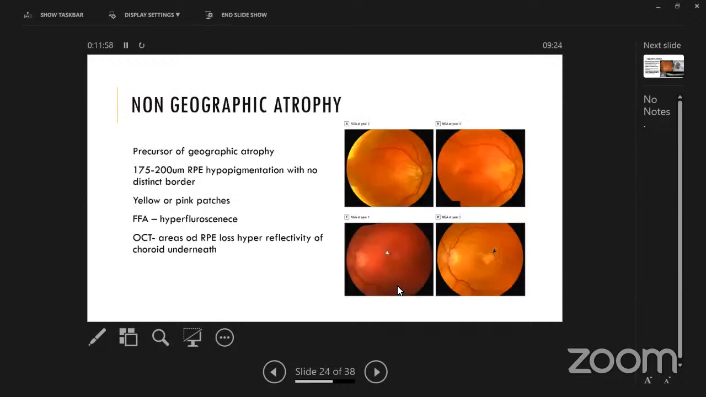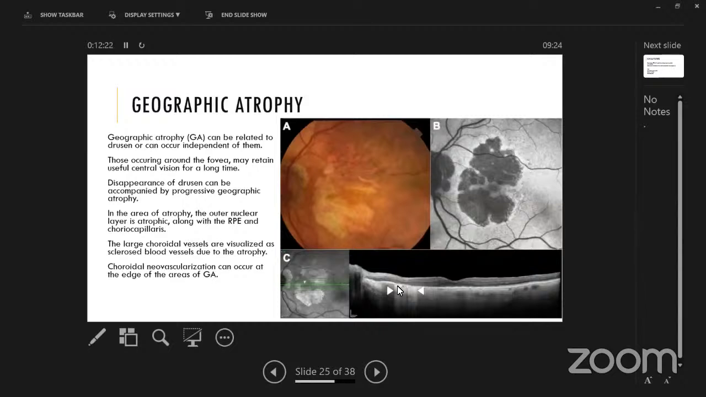Then coming to non-geographic atrophy, it is a precursor of geographic atrophy, with 175 to 200 micron involvement, RPE hyperpigmentation with no distinct borders. Yellow or pink patches may be seen on fluorescein fundus angiogram. Hyperfluorescence may be seen. On OCT, areas of RPE hyperreflectivity of choroid can be seen. In geographic atrophy, it can be related to drusen or can occur independently of them. Those occurring around the fovea may retain useful central vision for a long time. Disappearance of drusen can be accompanied by progressive geographic atrophy.